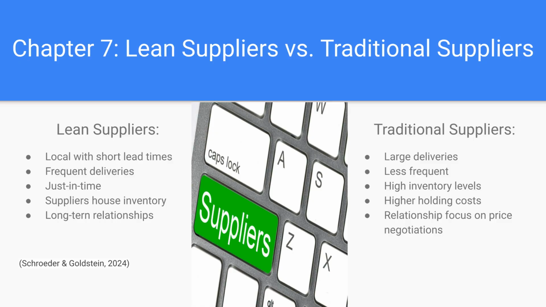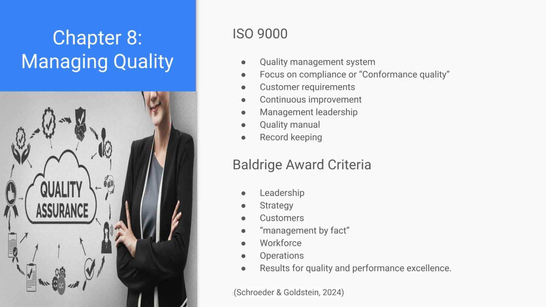Traditional suppliers are more likely making bulk deliveries that are less frequent. This means that they have higher inventory and holding cost. Relationships with your traditional suppliers are more focused on price negotiations rather than long-term relationships that will focus on continuous improvements. In chapter 8, we're focusing on managing quality.